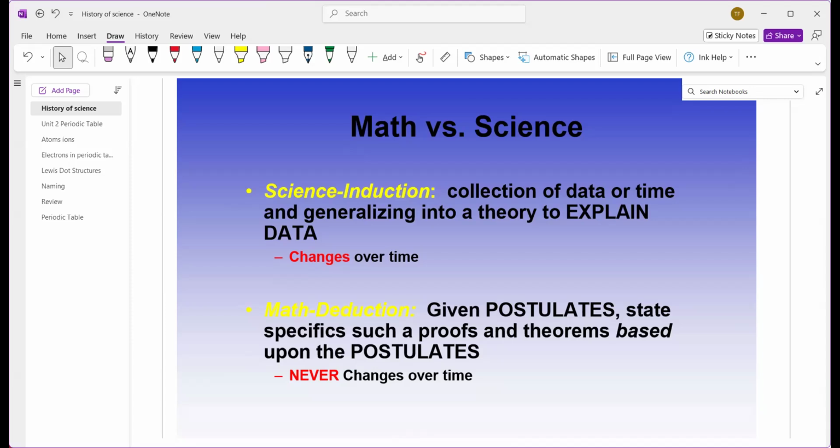And so we have science as induction, math as deduction. Religion is also deduction. You start with the sacred scriptures and you go from there. So that's another example of deduction. But science is induction. And that means what's true today won't necessarily be true tomorrow, because the data doesn't support the current model. That's why we went from Bohr to quantum mechanics. The data did not support Bohr's model at the time.